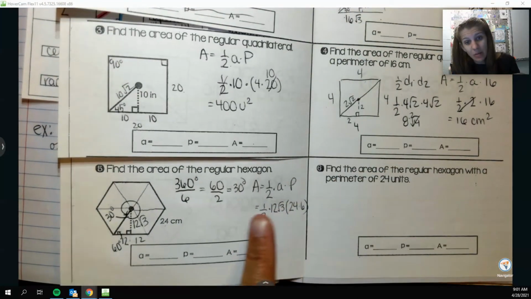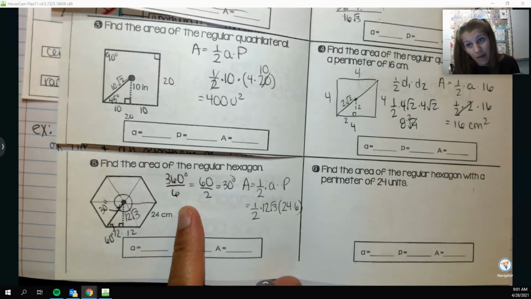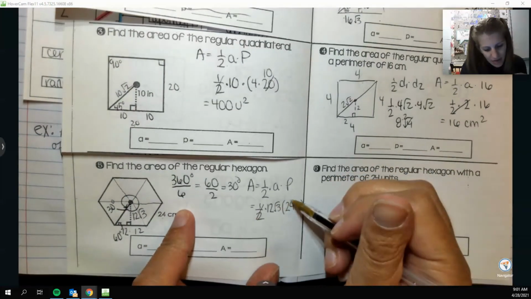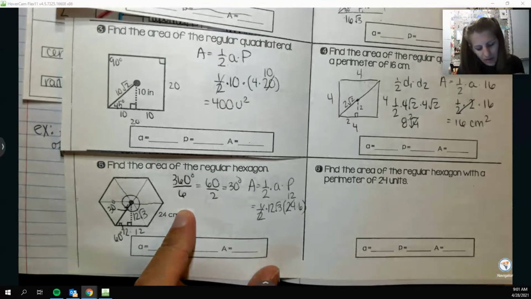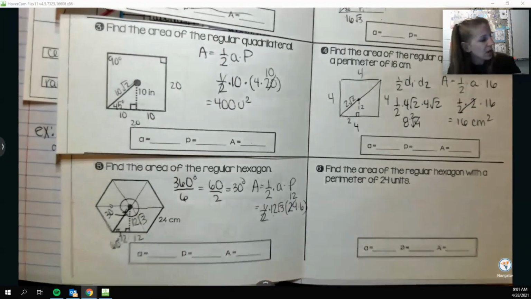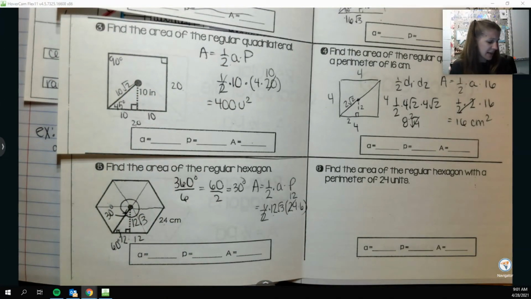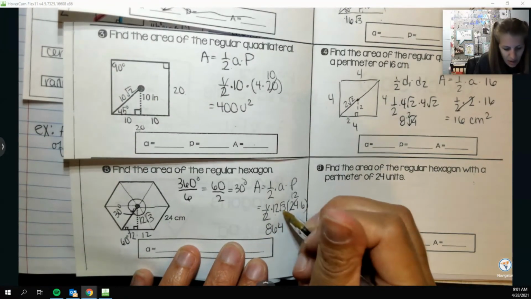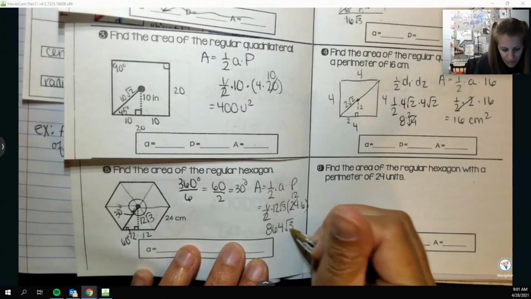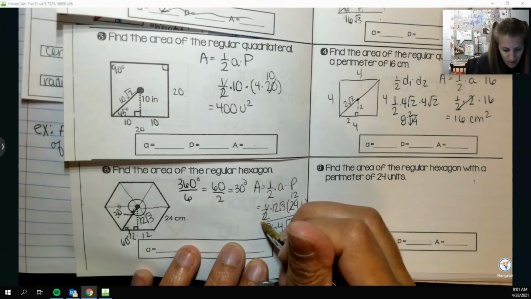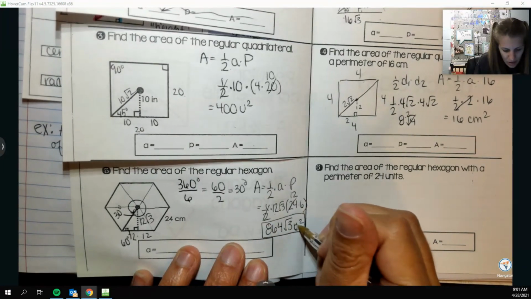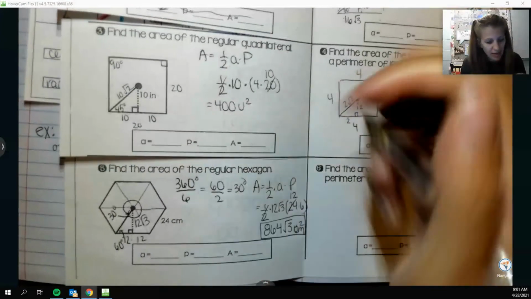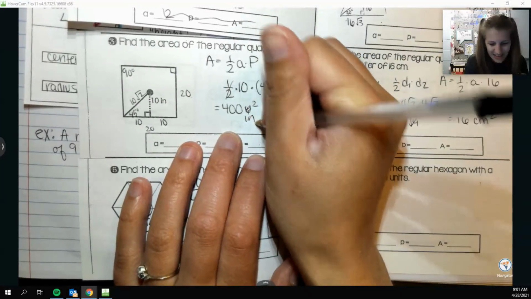So once I have all my numbers filled in, I can take half of whatever I want. So I'm going to take half of the 24 for 12. And then I have 12 times 12 for 144, but then I've got to times that by 6. So I'm going to use my calculator. That is 864 root 3 units squared. Oops, centimeters squared, they told me. Oops, that was inches squared. So silly. Okay.